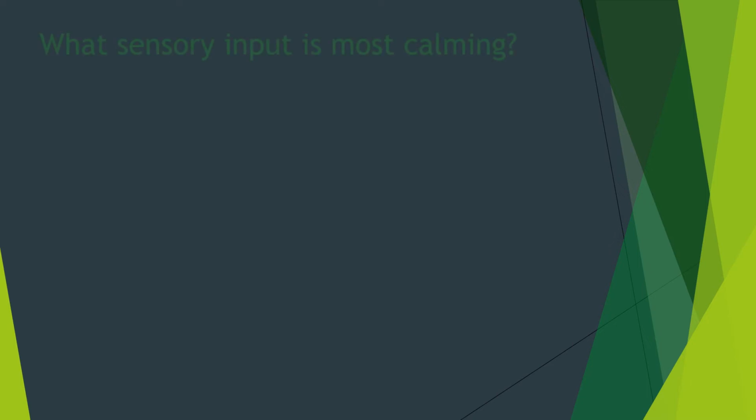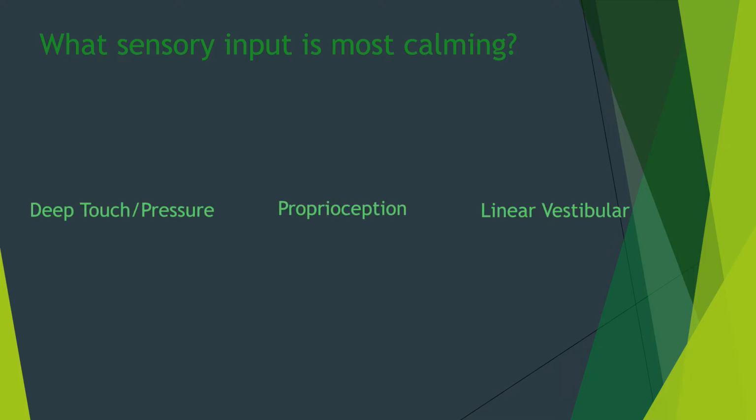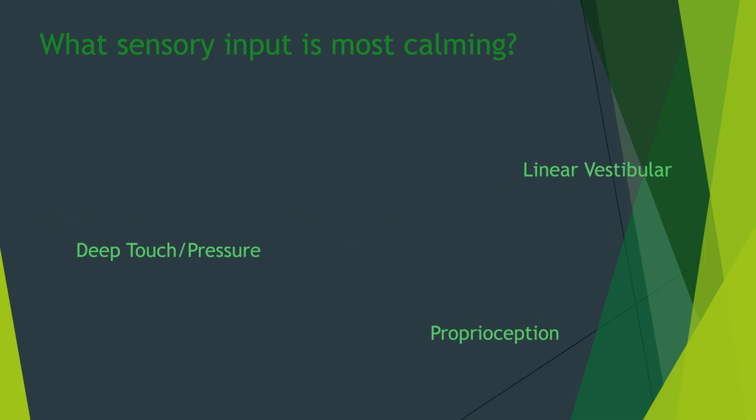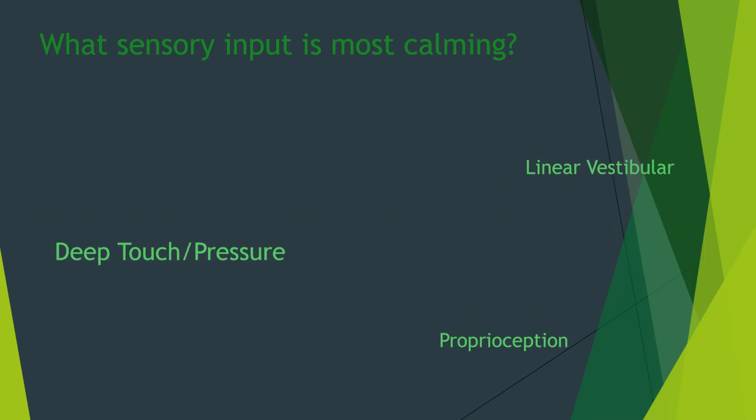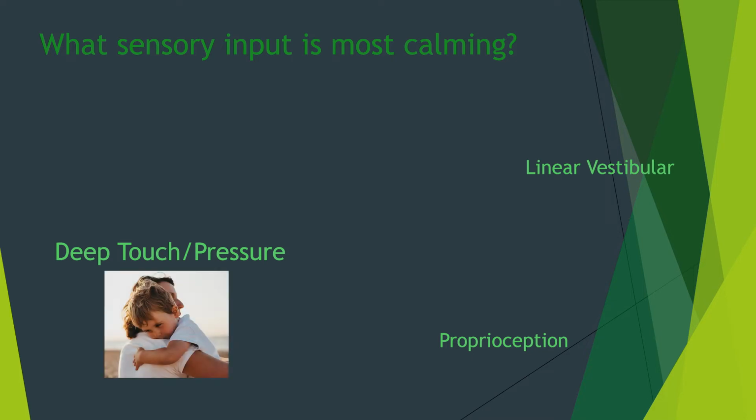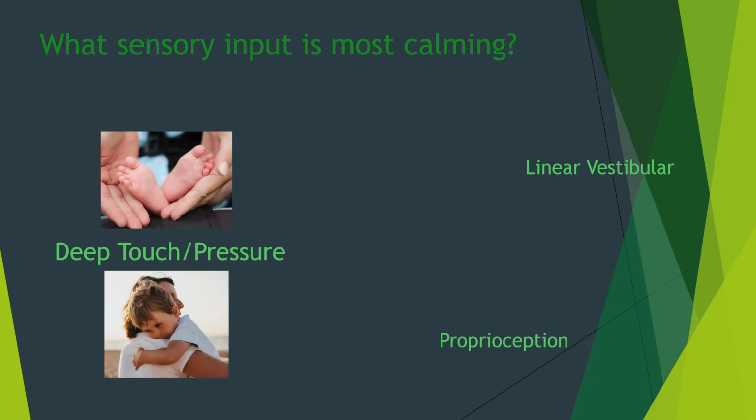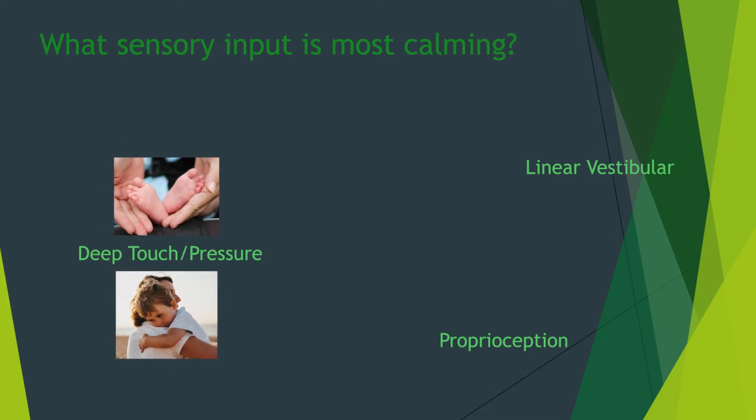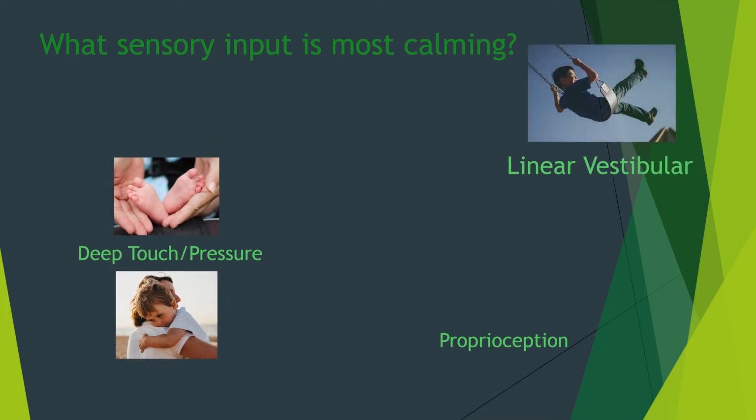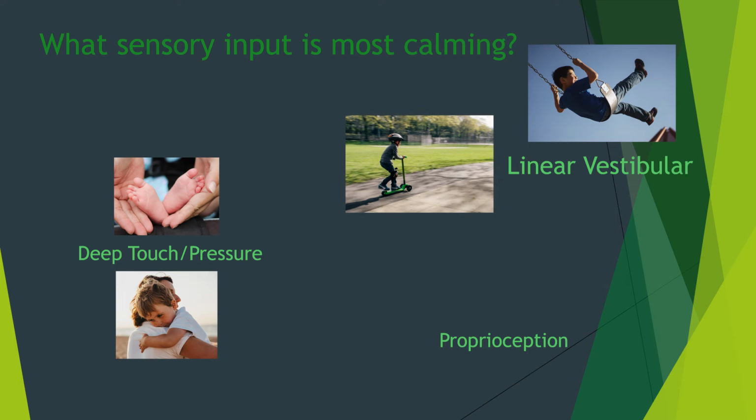So which of these different types of sensory input are the most calming? The answer is proprioception, deep touch, and linear vestibular input. Activities that provide these types of sensory input are generally calming and regulating for our bodies and nervous system. Deep touch can be things such as a cuddle or big bear hugs, massage or rolling up in a duvet like a hot dog. Linear vestibular can be going on a swing, going on a scooter, or sitting in a rocking chair.